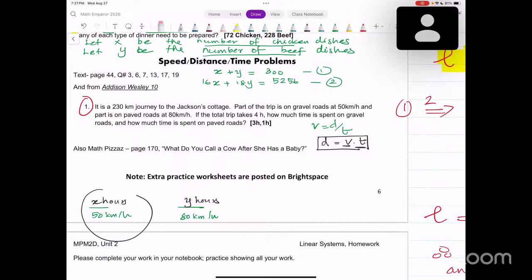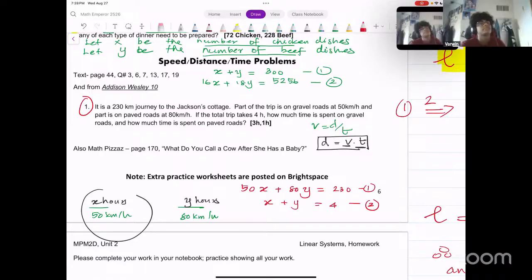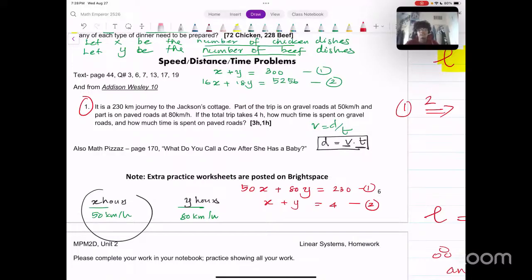So let's write it here: 50 times X hours plus 80 times Y hours is supposed to be the total distance. We also know X plus Y is equal to 4. Are you following that setup, guys? Yeah. Vishali, Varsha, Nishal. Yep. Yes.